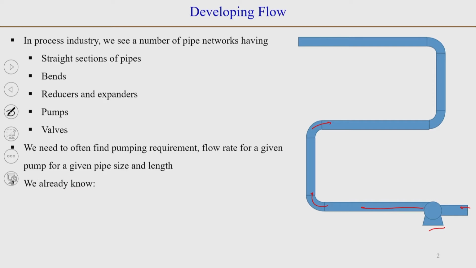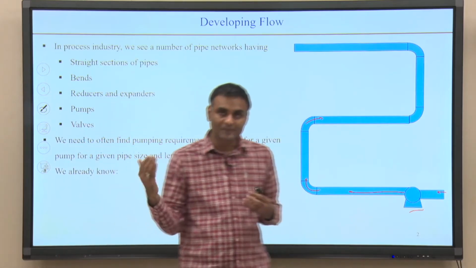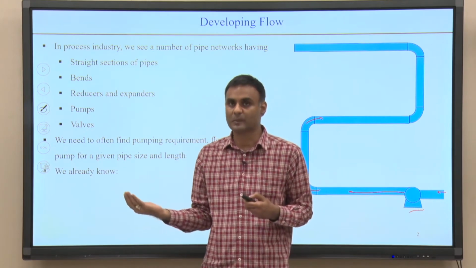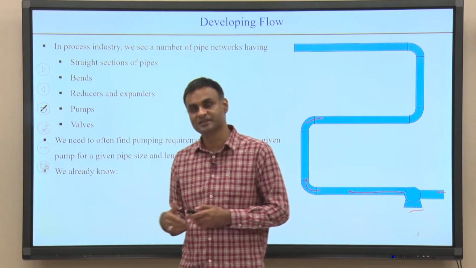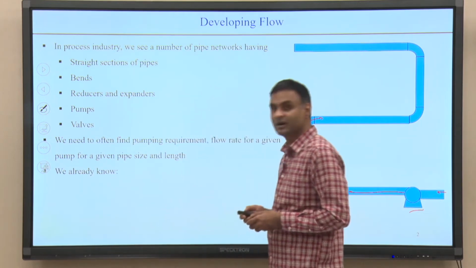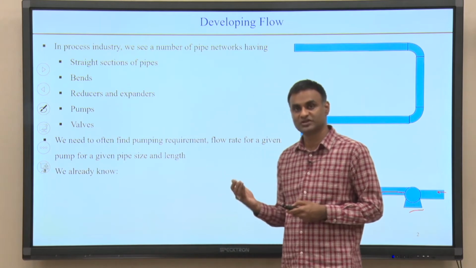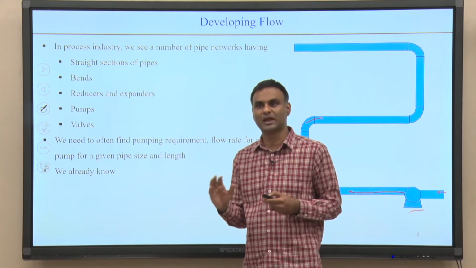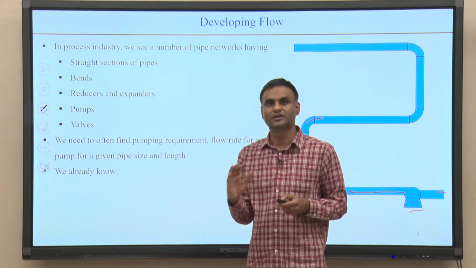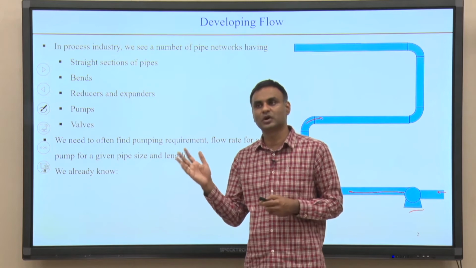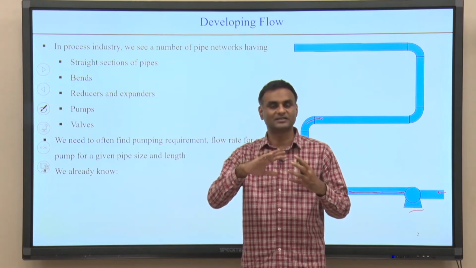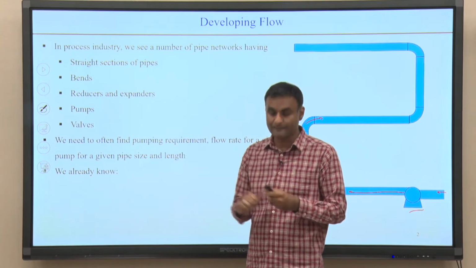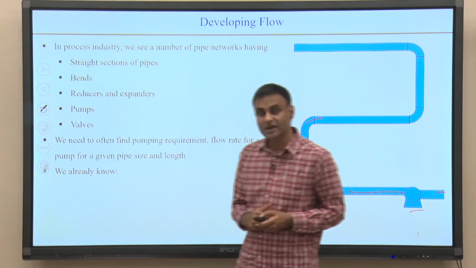Now, we have done a bit of flow in pipes. We have looked at laminar fully developed flow in a pipe and obtained a relationship for pressure drop in terms of flow rate, what we called the Hagen-Poiseuille law. We also looked at turbulent flow in pipes, but for turbulent flow in the previous module, we looked at the velocity profile. We have not yet discussed what the pressure drop is when the flow is turbulent in a pipe. So, all these things we will discuss.